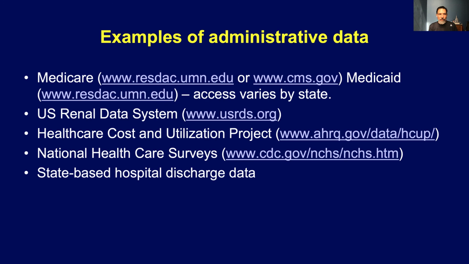The Medicare data, and the Medicaid data, which are healthcare claims data, or there's a United States Renal Data System that tracks kidney disease-related outcomes. There's the Healthcare Cost and Utilization Project, the National Healthcare Surveys, and then state-based hospital discharge data. For example, New York State maintains a database called SPARCS that includes information on every single hospitalization that occurs in New York State every year, and a lot of information related to the diagnoses and procedures that took place during the hospitalization, which can be very useful.